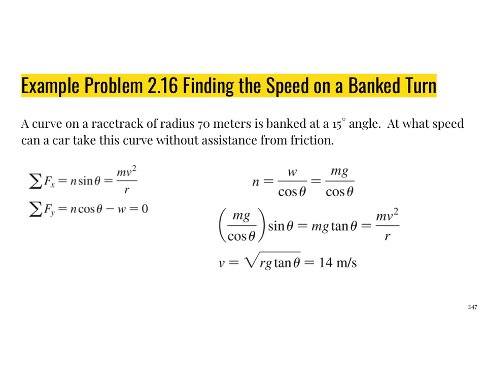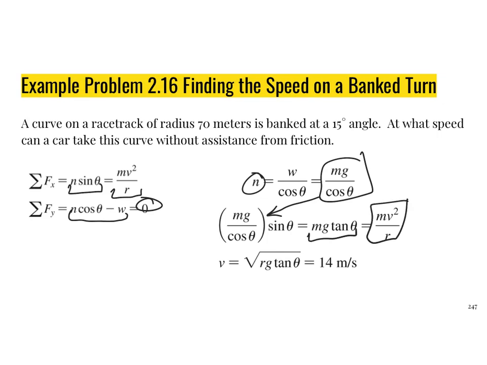In the X direction, I have the X component of the normal force. In the Y direction, I have the Y component of the normal force and the weight. It's not accelerating up or down, so the net force in the Y direction is 0. The X direction is causing my centripetal acceleration. So the normal force equals the weight divided by the cosine theta, which is mg over cosine theta. If I plug that into the other direction, the X component of the normal force turns into mg tan theta, and that equals mv squared over r. The masses cancel, and the velocity is the square root of r g tan theta, and I get this maximum velocity.